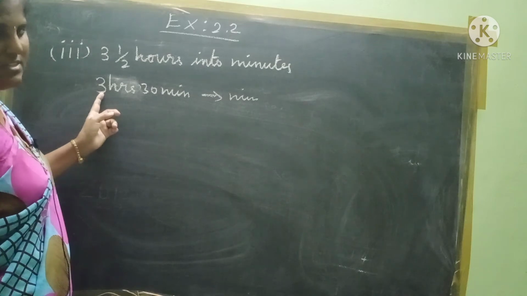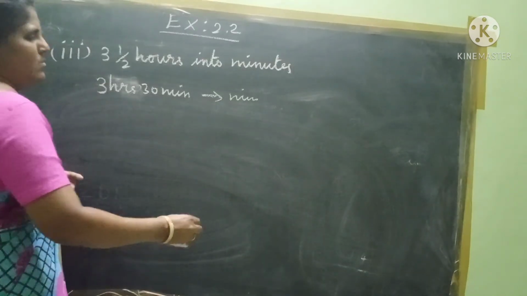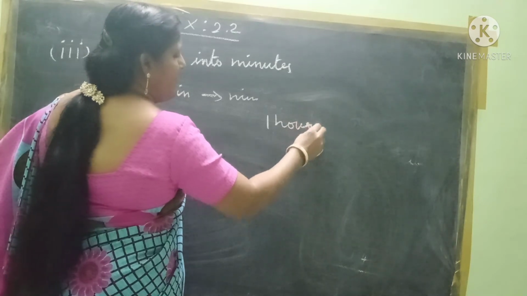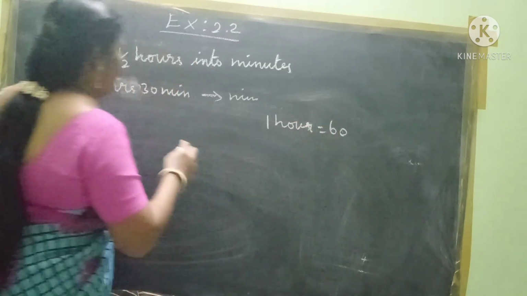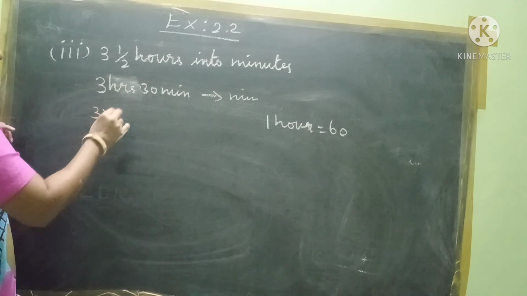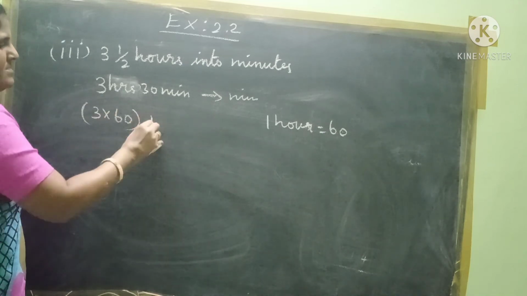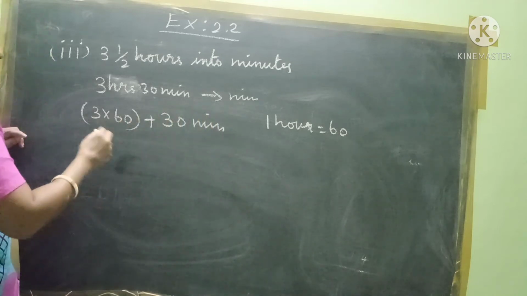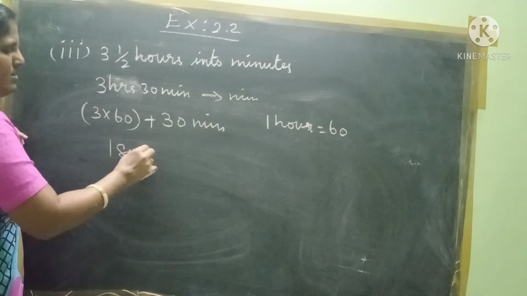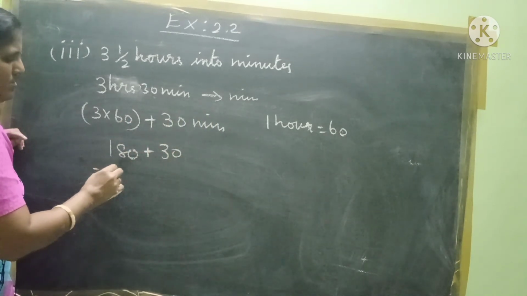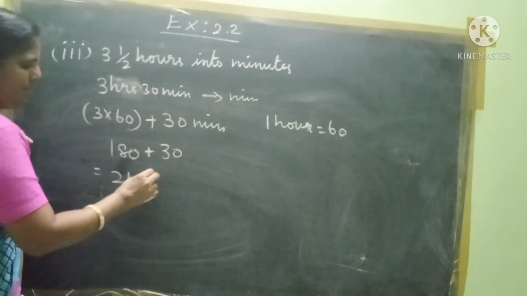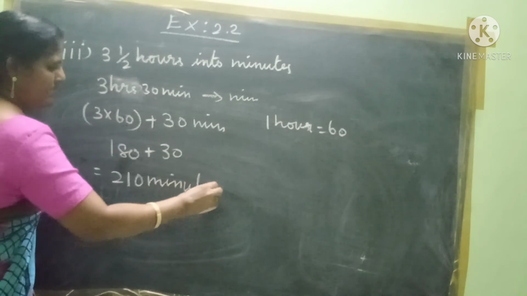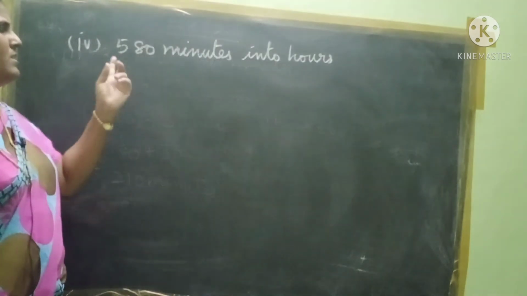So we need to change 3 hours only. 1 hour is equal to how many minutes? 1 hour is equal to 60 minutes. Therefore 3 hours equals 3 into 60, plus what was the minute? 30 minutes. So 3 times 60 is 180. 180 plus 30 equals 210 minutes. Understand, children? This is easy, no?